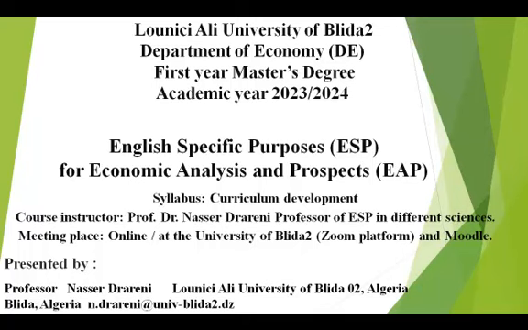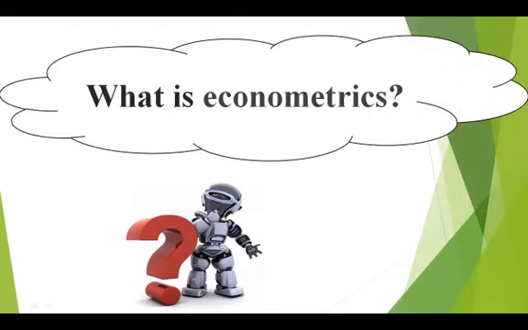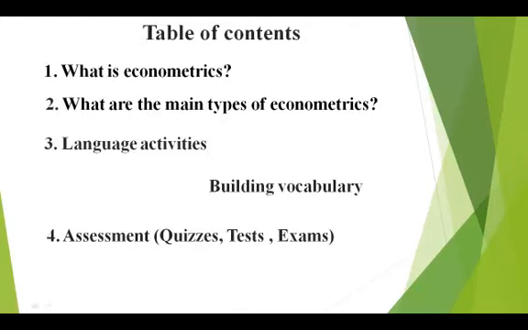Today we're going to present our fourth lecture titled What is Econometrics? So I have divided my fourth lecture into the following elements as follows. What is econometrics? What are the main types of econometrics? Language activities, including building vocabulary, pronunciation, and finally grammar. Last element about assessment, including quizzes, tests, exams.